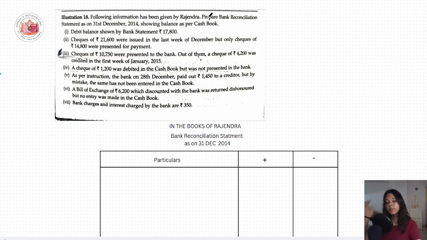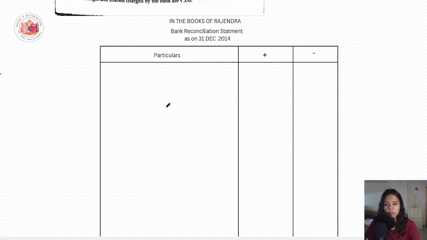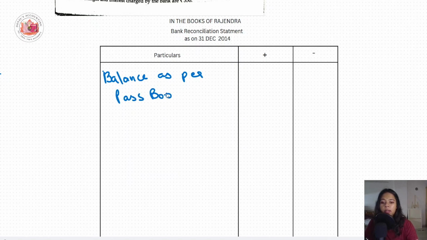The following information has been given by Rajendra. Prepare bank reconciliation statement on 31st December 2014 showing the balance as per cash book. They want us to start with the passbook and end up with the cash book balance. The debit balance shown by the passbook, the bank statement, is 17,800. Let me write that down. Balance as per passbook, debit. A debit passbook balance is an unfavorable balance, so I'm going to write this in my minus column, 17,800.